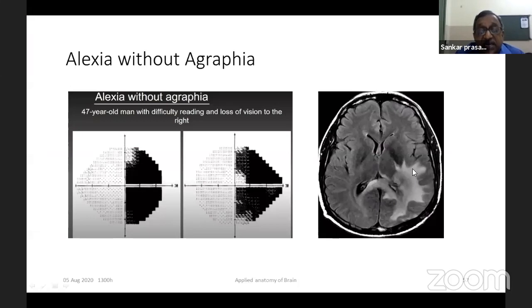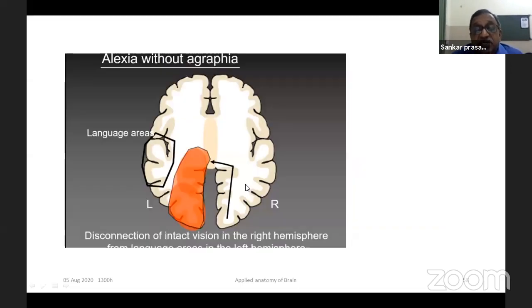But if there is an infarction here, a 47-year-old man with difficulty reading and a loss of vision to the right, there is alexia without agraphia. He is not able to read because the visual input from the right cerebral hemisphere is not able to reach the language areas on the left side. So there is a disconnection of the intact vision in the right hemisphere from the language areas in the left hemisphere. So he's not able to read, but he's able to write.